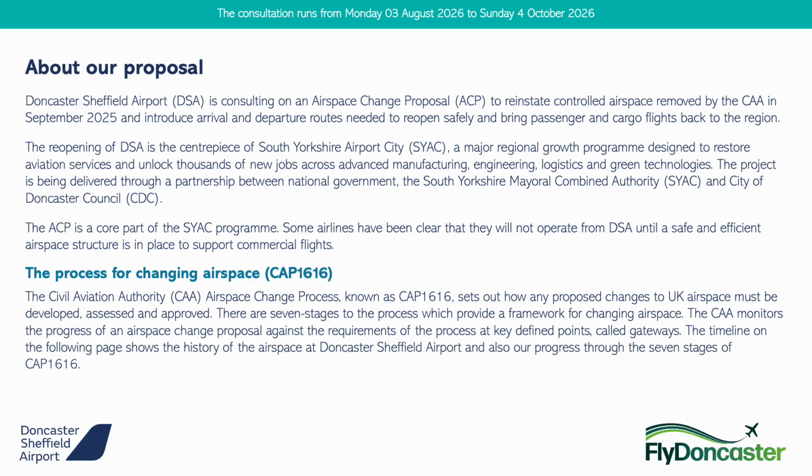The process for changing the airspace is known as CAP 1616. That's just the document number for that particular process. There are 7 stages to CAP 1616, and the CAA monitors our progress against the requirements of the airspace change process at key defined points, which are called gateways. There's a timeline on the following page which shows the history of the airspace change at the airport and also where we are currently within the 7 stages.